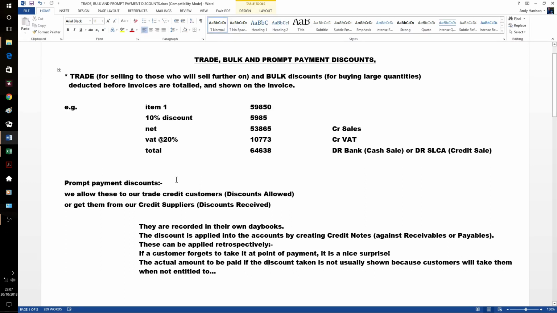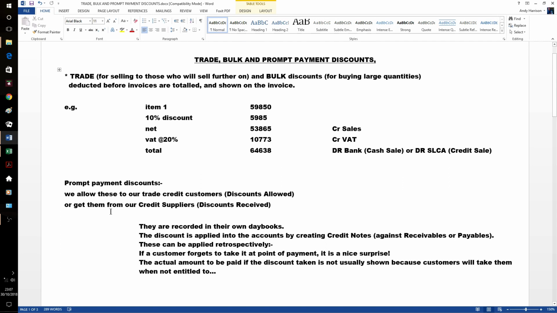Part of this is because the way we've dealt with them has changed over the last 5 years. The VAT rules changed in 2014. And what actually happens is we allow these discounts to our trade credit customers. That's our discounts allowed. That's an expense because it costs us to let somebody off part of the bill.